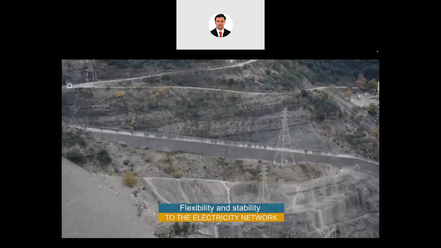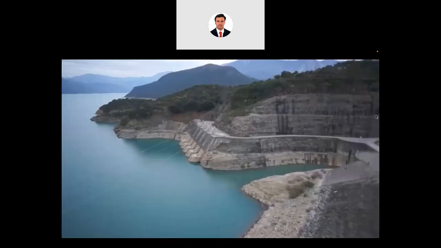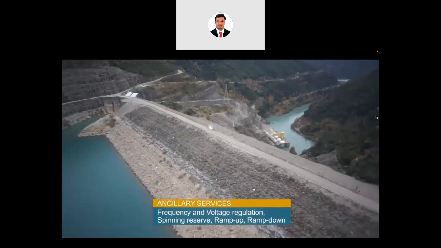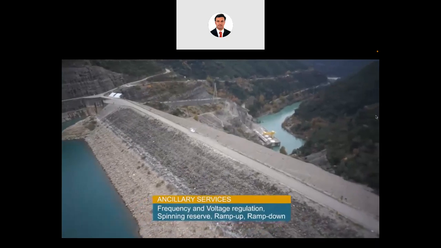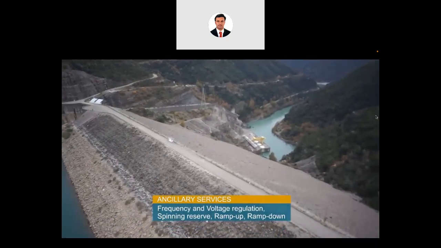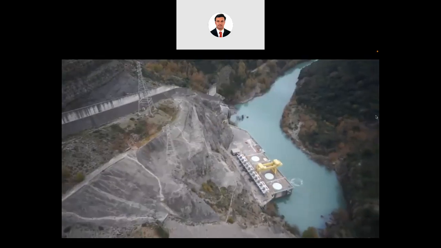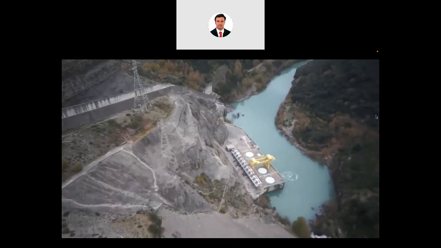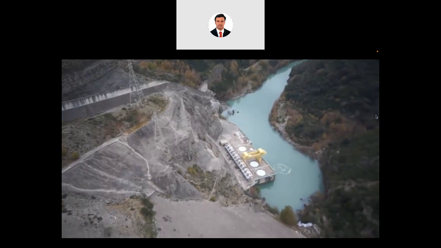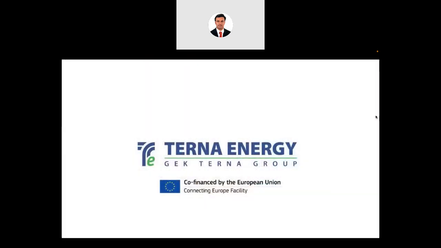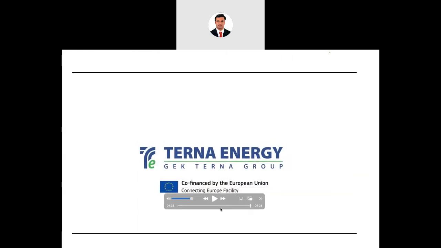The project will provide flexibility and stability to the Greek electricity transmission and distribution network, as well as significant ancillary services. This investment is a crucial step towards Greece's independence from imported fuels and can support the country's return to the growth path.